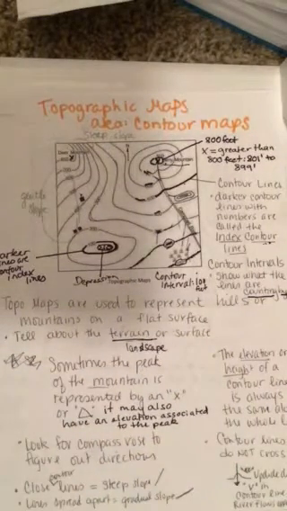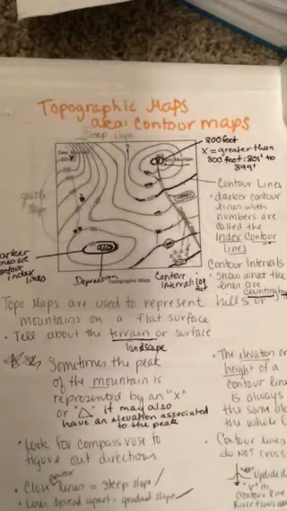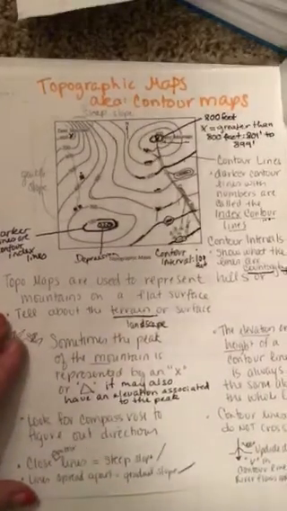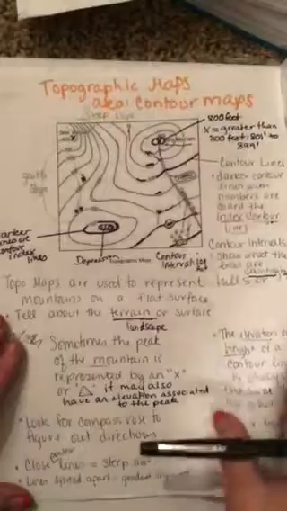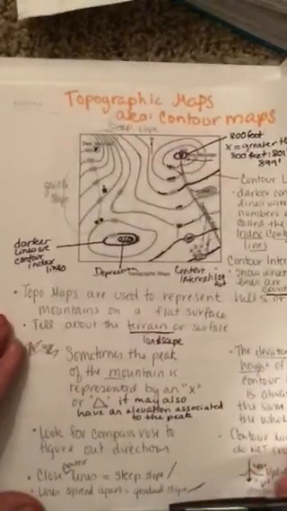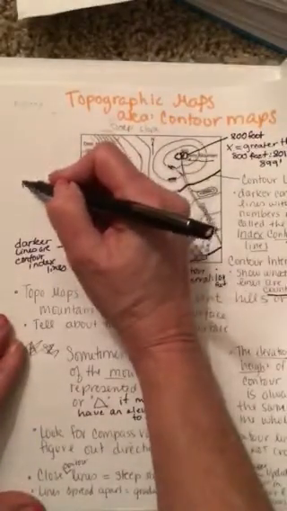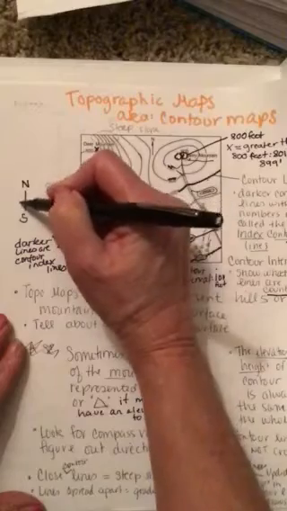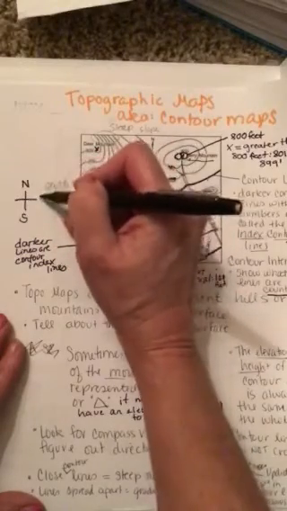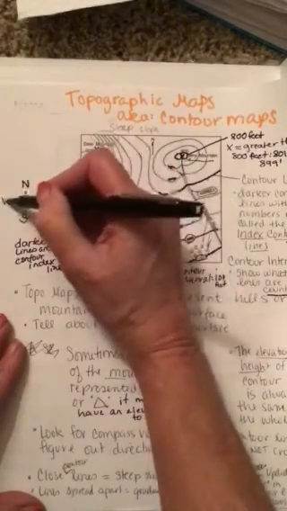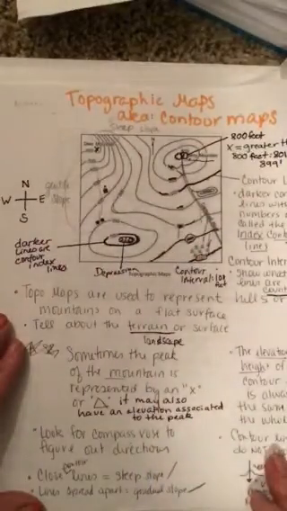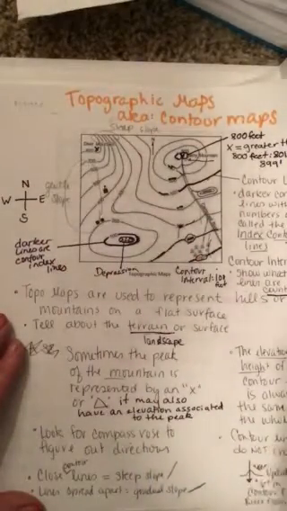So I tell kids, when you're looking at these and you're asked questions about direction, look for a compass rose. A lot of these have a compass rose associated with them. If not, and you're asked about direction, do your own. Never eat sour watermelons. There you go. Do your own, and that way you can say what direction it is.